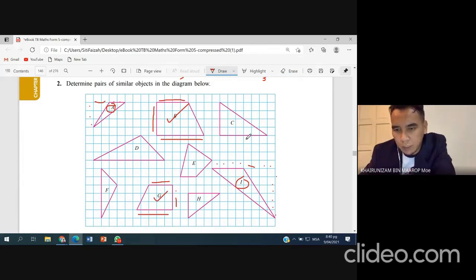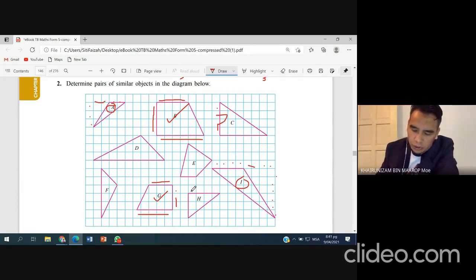Okay, what about C? Any pairs of C? C is like H, right? So look at this one. 1, 2, 3, 4. 1, 2, 3. 3 over 4 or 4 over 3. And then 1, 2, 3, 4, 5, 6. 1, 2, 3, 4. So 6 over 4. Okay, we get 3 over 2.